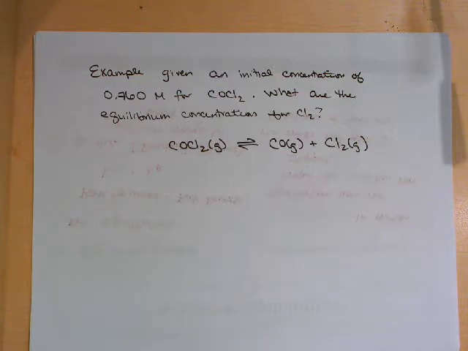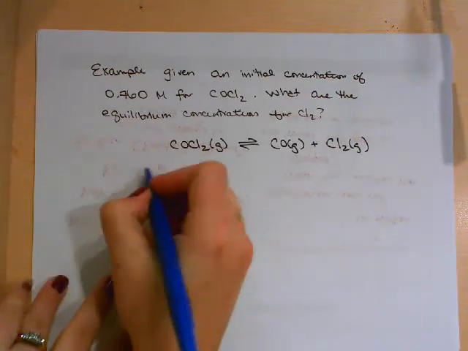Alright, so let's say I have an initial concentration of 0.76 molar for my COCl2, and I want to know the equilibrium concentrations of the chlorine gas. First thing, did I give you a balanced chemical equation? Yes, good. So that's not the tricky part. What do I now need to set up to start to solve this problem? Ice chart, ice table, whatever you want to call it.